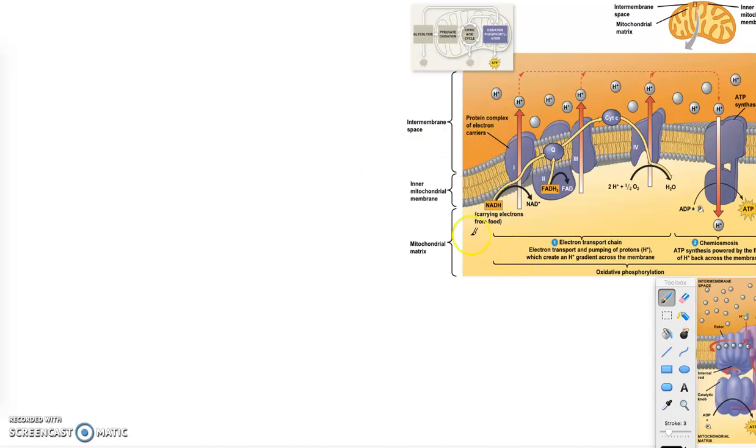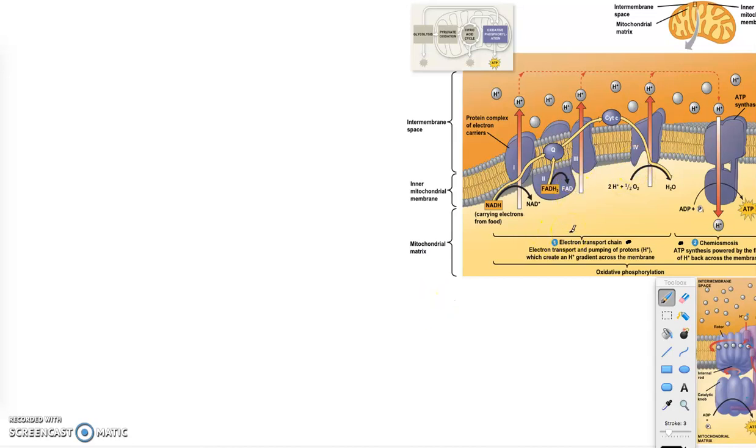All right, everybody. So in this video, we're going to be talking about oxidative phosphorylation. That includes the electron transport chain, which is shown here, and something called chemiosmosis, which is shown here. And we'll talk about each of these steps.